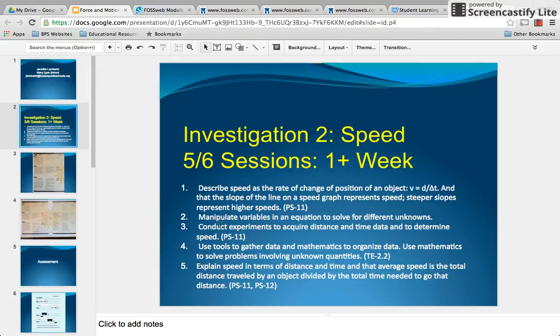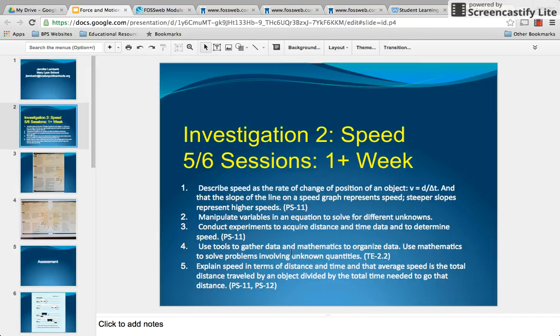The students will also conduct experiments to acquire distance and time data to determine the speed. And then they'll use tools to gather the data in math to organize the data. They'll be able to use math to solve problems involving unknown quantities. Now you read this is a technology and engineering strand. It's also going to be found in the math standards.